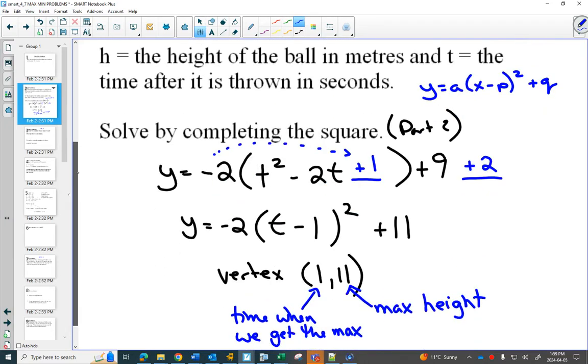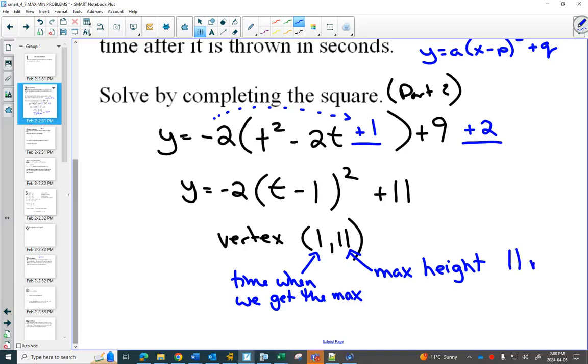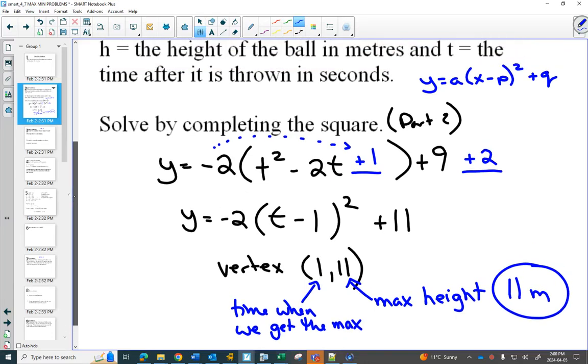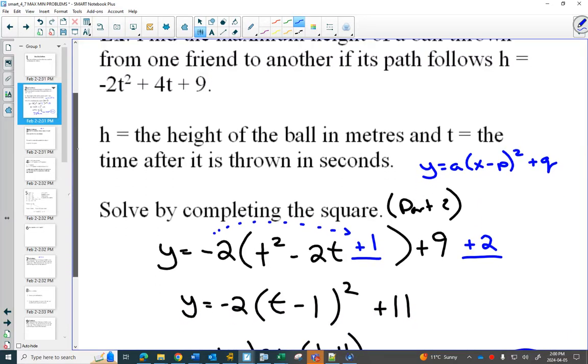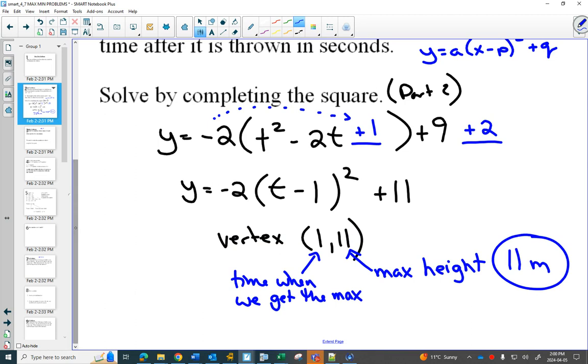So what are our units here? Max height, 11 meters. Okay? So that's what the question is asking for: find the maximum height. The maximum or minimum will always come from the y-coordinate of your vertex, and the x-coordinate will be whatever the x variable is representing when you get that maximum.